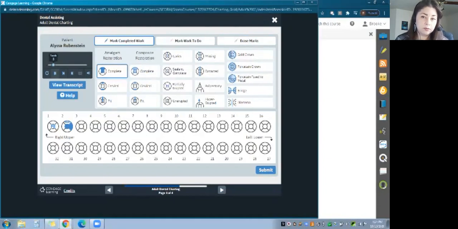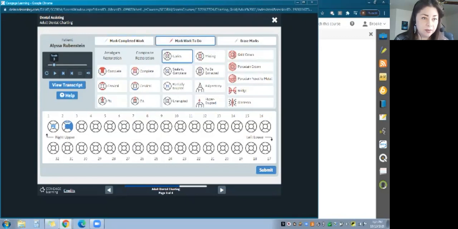Number 3 has decay on the occlusal and distal. So it needs work, it has decay, it has caries. What did he say? Occlusal, distal. So it has caries on the occlusal, distal. That's it. Numbers 4 through 6 are okay. All right, good, so that doesn't need anything.